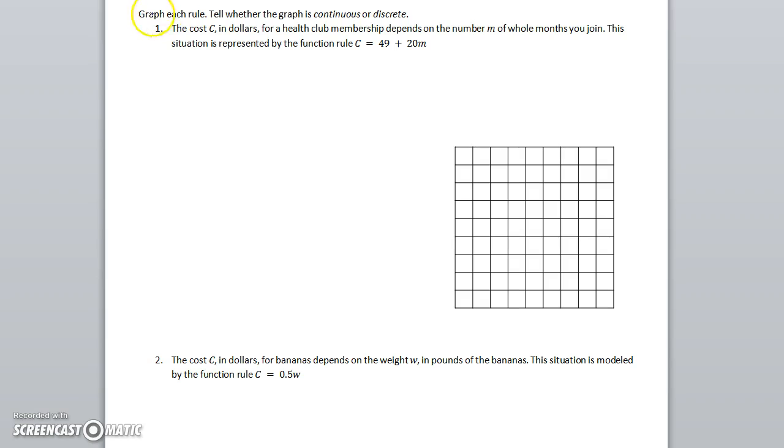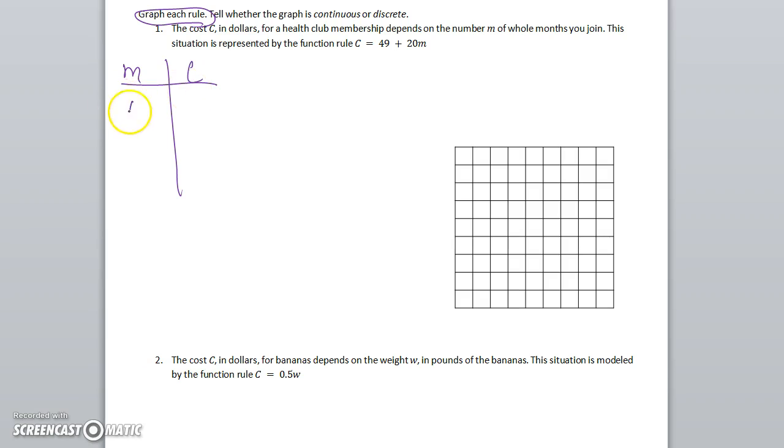So the first thing they asked me to do was to graph the rule. To do that, as we've done in previous ones, I'm going to make an XY table, except instead of X and Y, I have C and M. Well, what am I plugging in? Am I plugging in the C values? No, I'm plugging in the M values in order to find out what C is equal to.